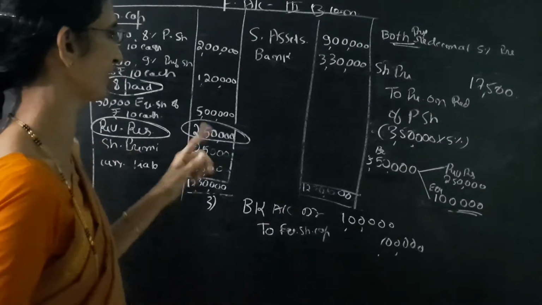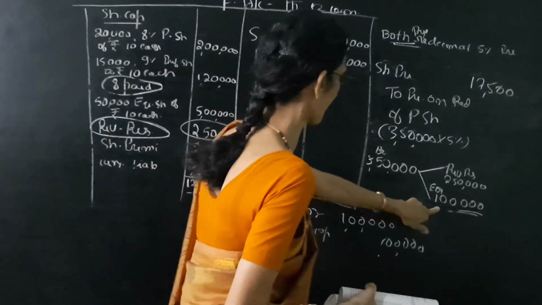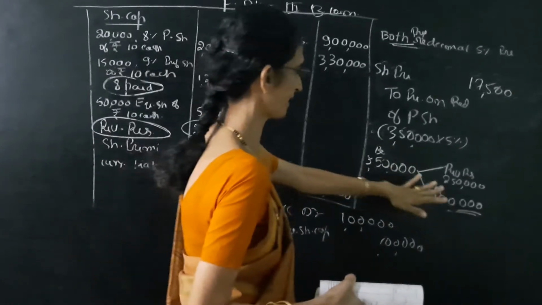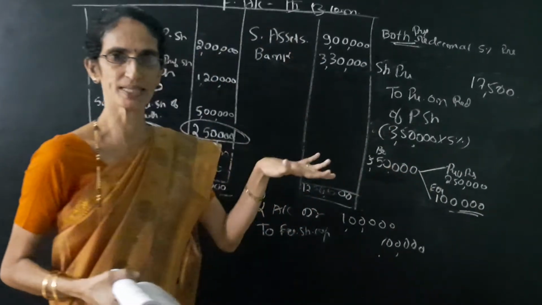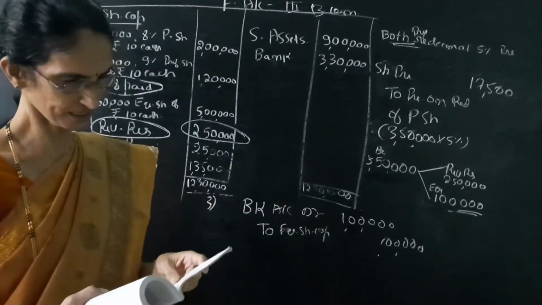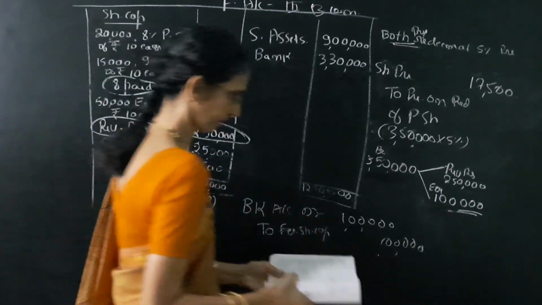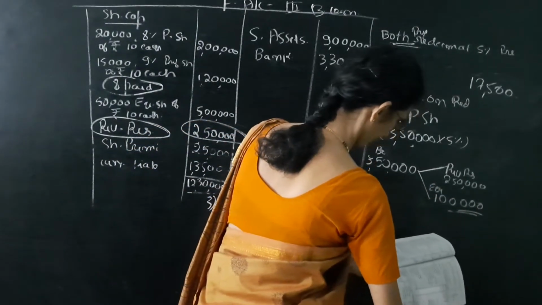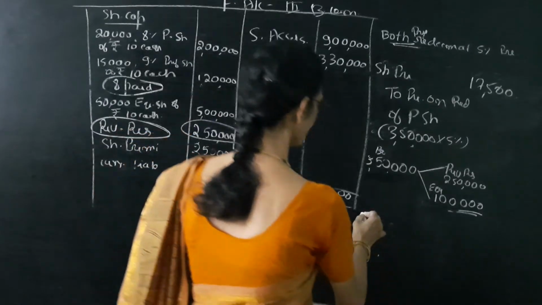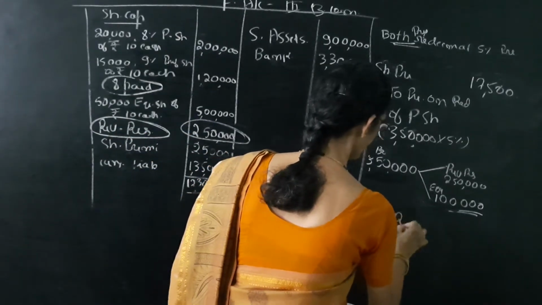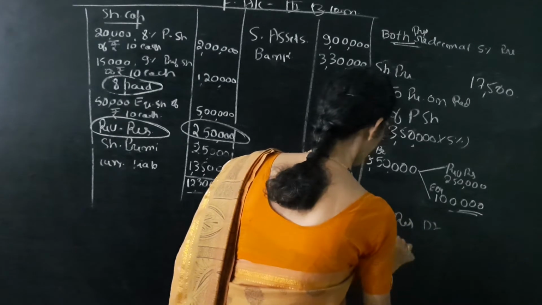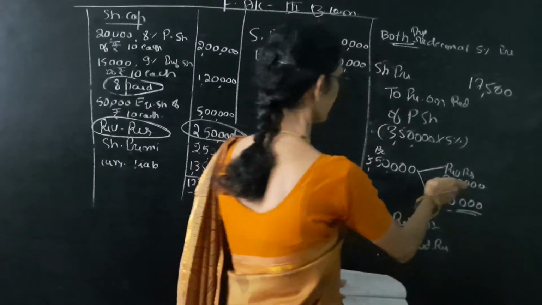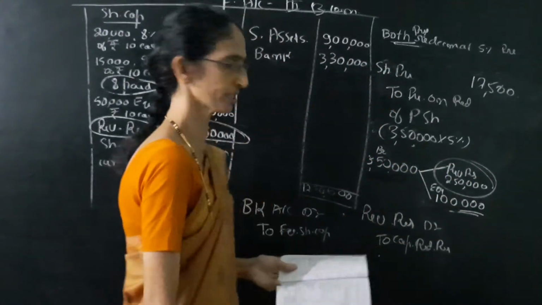The next entry is for the difference of fresh issue of capital and preference shares. The difference between the capital should be transferred to capital redemption reserve account. So it should be paid out of revenue reserve. So the entry is revenue reserve account debit to capital redemption reserve account. So we are taking the revenue reserve. How much is it?